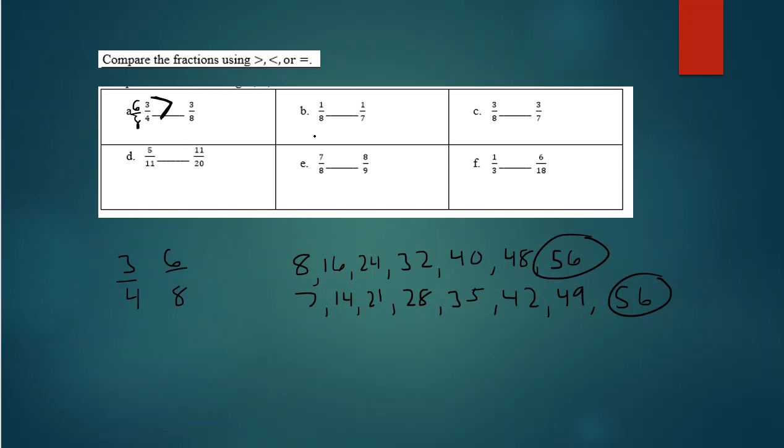Okay, so now we are going to change this one to 56, and we are going to change this one to 56. To get from 8 to 56, we have to times by 7, which means we have to times this by 7. So 1/8 is really 7/56. Okay? 1/7, to get from 7 to 56, we have to multiply by 8. So we also have to multiply the top by 8. So that would be 8/56. And now if we're going to compare these two, 8 out of 56 is bigger than 7 out of 56, so the open mouth goes towards the 8. Okay, let's go ahead and look at the next one.